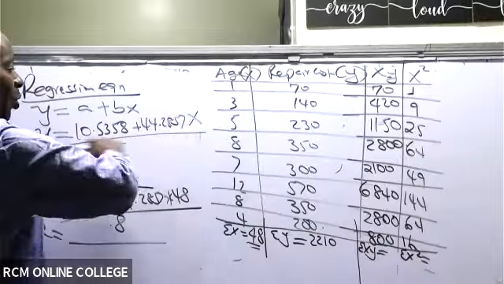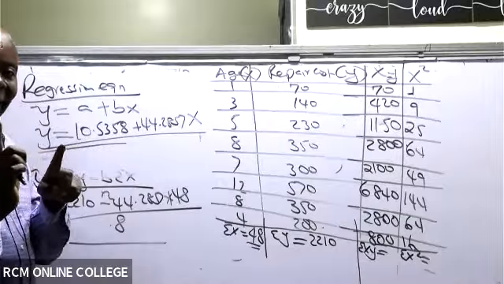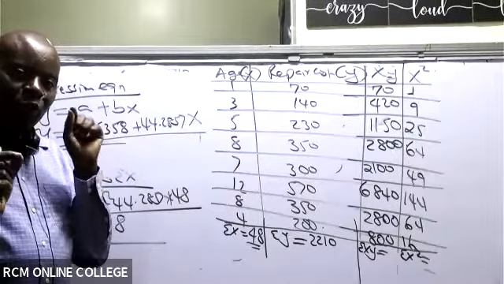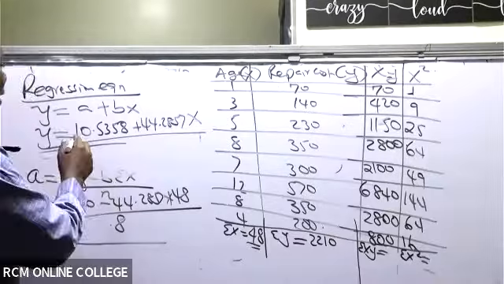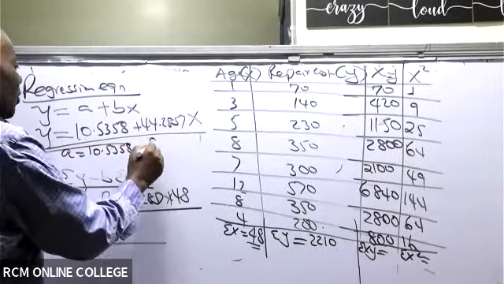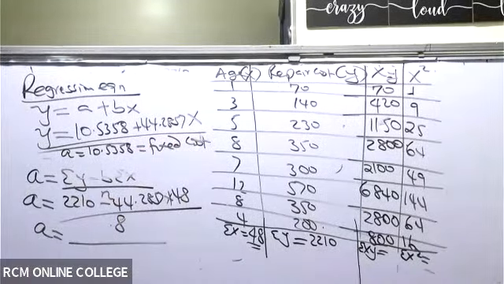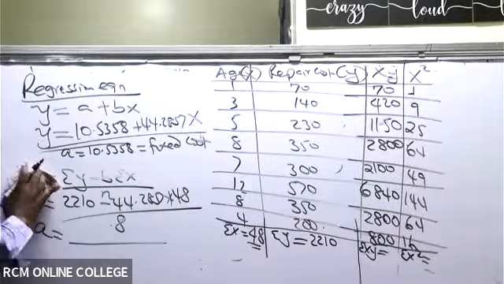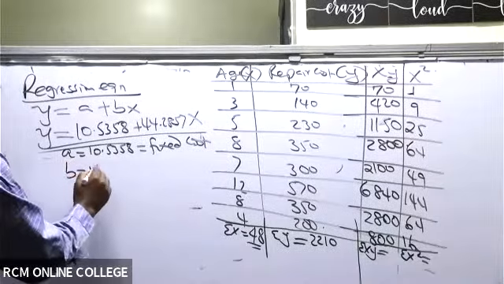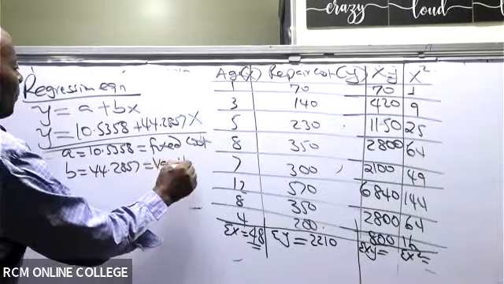Remember, all these are repair costs. But if you remember very well, this A is the fixed cost, the one that does not depend on X. It doesn't matter the age. So we have two types of cost here. A is 10.5358, which is the fixed cost. And then of course we have B. B is 44.2857, which is the variable cost.